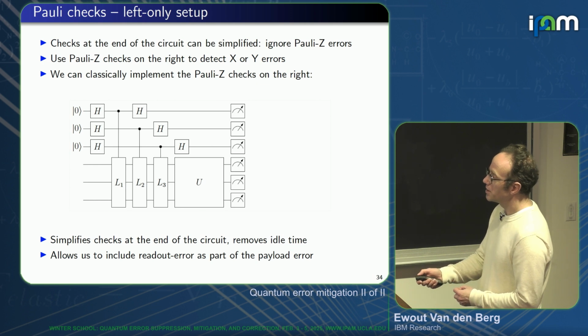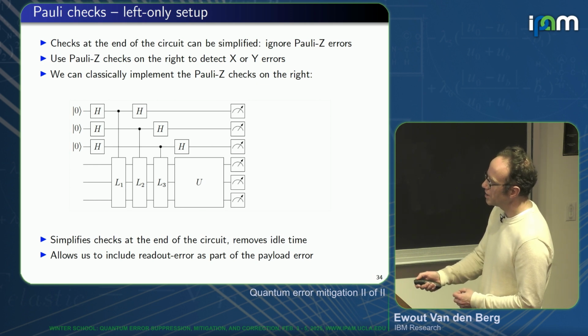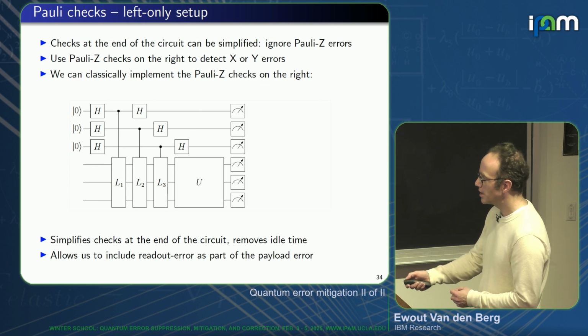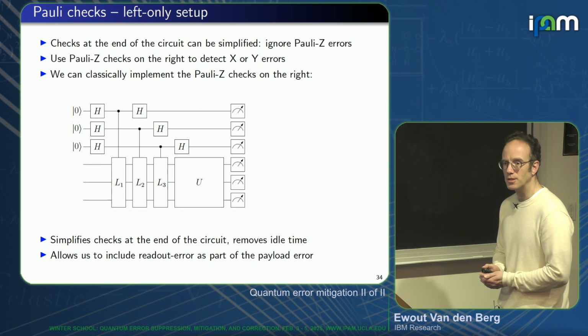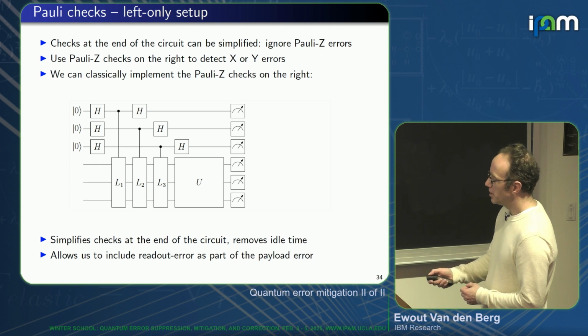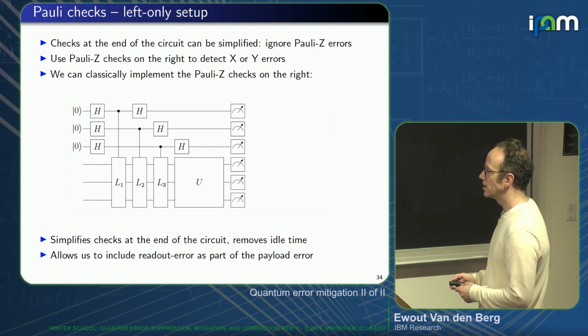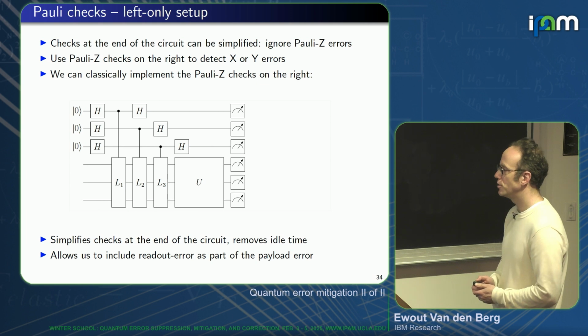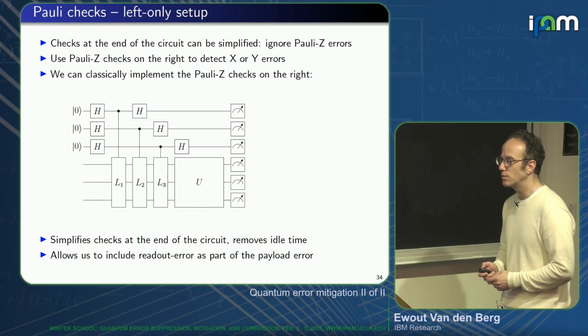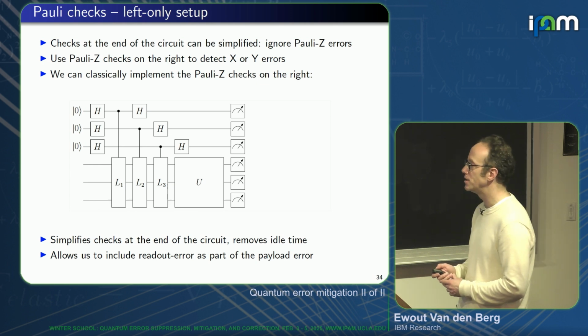And this is kind of an interesting situation where you can apply all the checks and even measure these qubits before, and then run the whole unitary, and then measure, and then still detect the errors, which is very interesting. So this removes idle time between the left and right checks. And it also allows you to include the readout error as part of your payload error. So that's an additional advantage there.